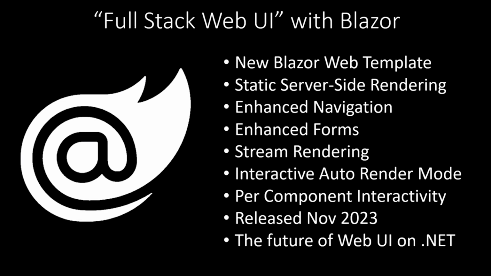Stream rendering would be for scenarios where maybe you had server side logic that might take a little bit longer to load or to execute, and you wanted to provide an initial rendering to the user so that they knew that something was going on. So stream rendering allowed multiple renderings of content to occur within the same request to provide a better user experience. An interactive auto render mode was introduced, which attempts to provide the best of both worlds in terms of interactive Blazor. And I'll explain a little bit more about that in a moment.